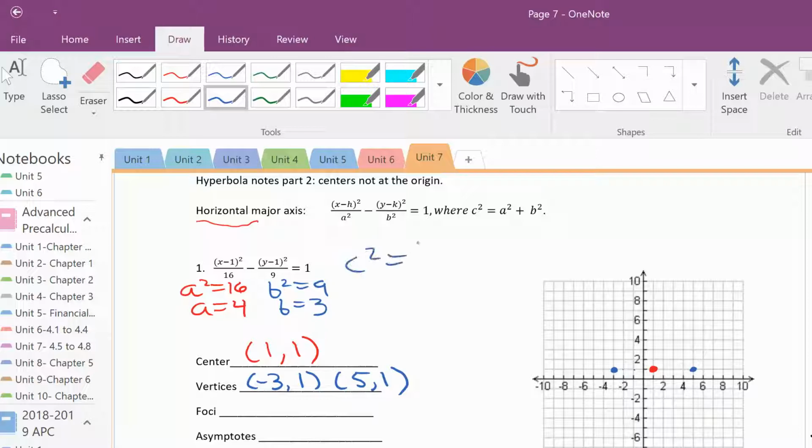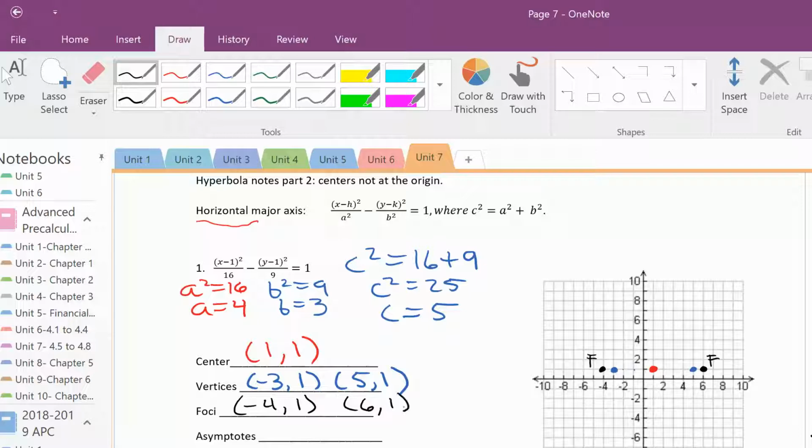c squared is going to be equal to 16 plus 9. So c squared is 25. So c is 5. So that means the foci are 5 units to the left from the center, so right here, and 5 units from the right there. So those are the foci. So it would be (-4, 1) and (6, 1). Those are the foci.